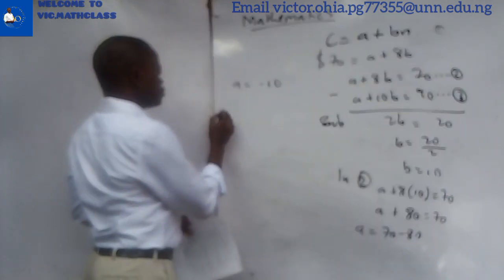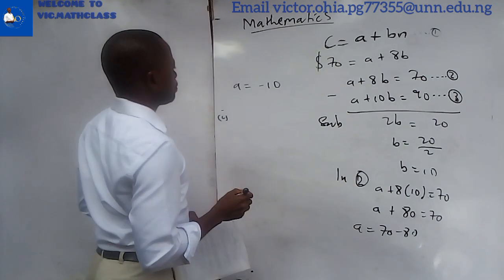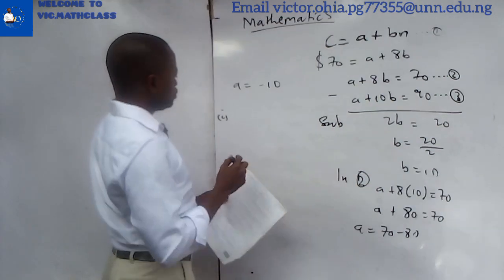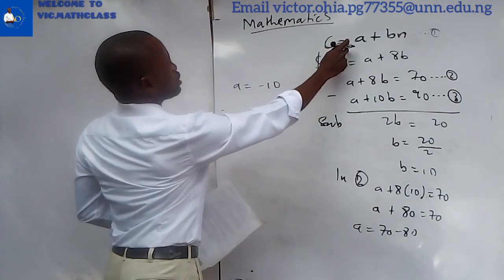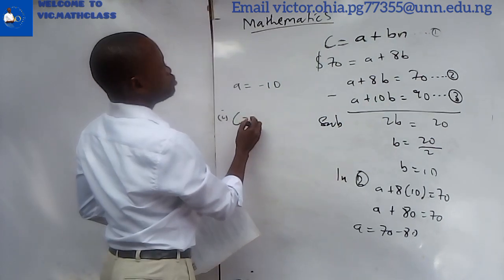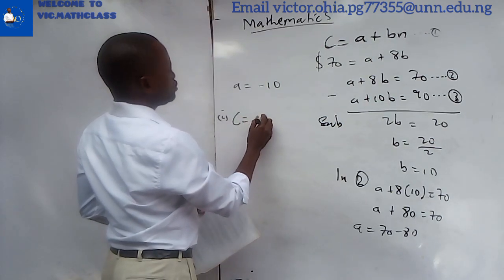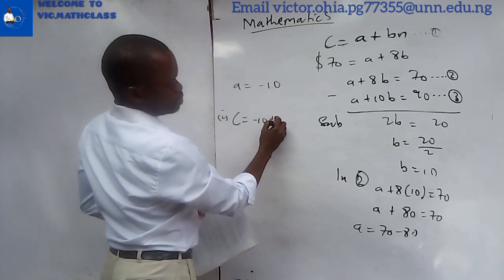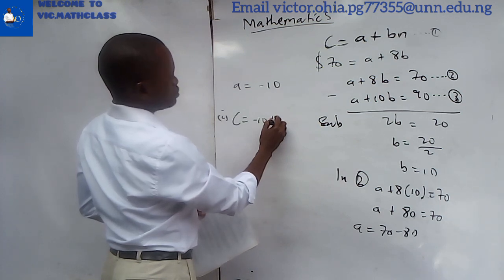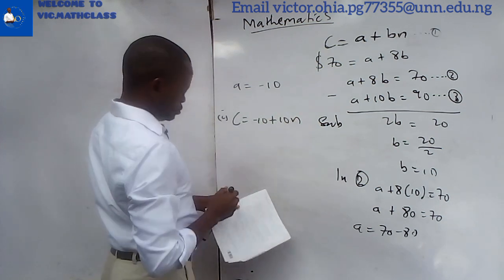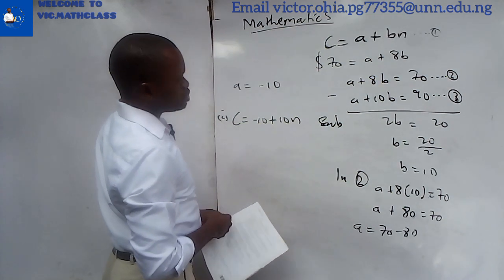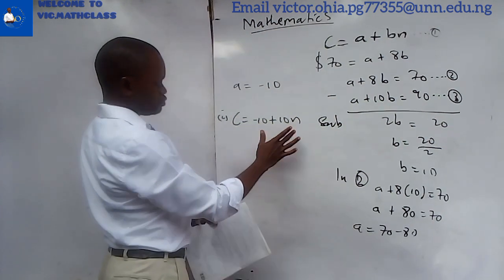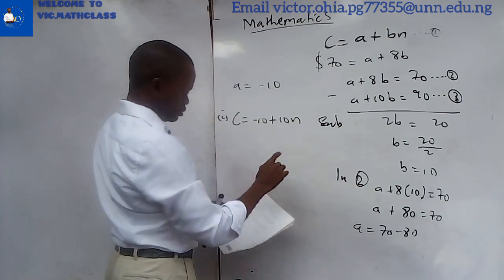Then the question that was asked in I is the expression for C in terms of n. So C back here is going to be minus 10 plus, what is B? B is 10. So C equals minus 10 plus 10n. This is the expression for C in terms of n.